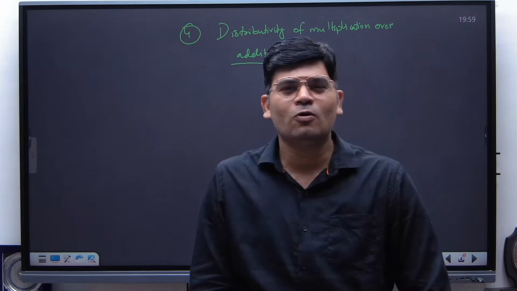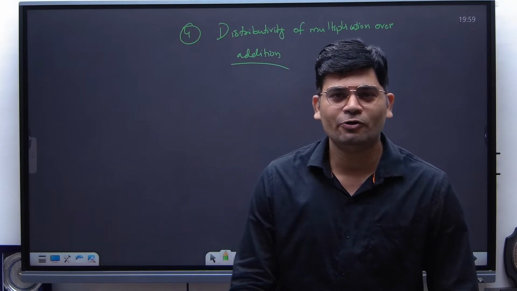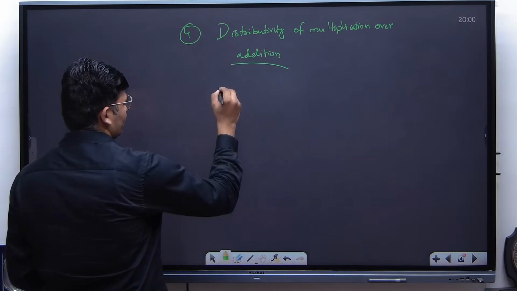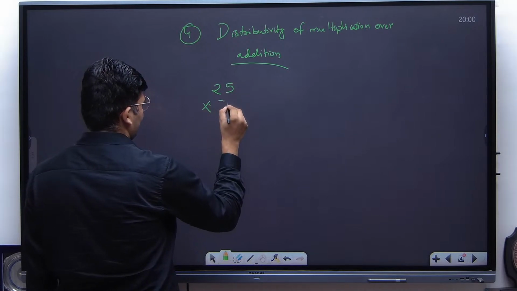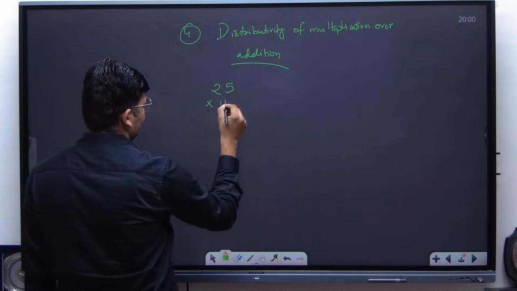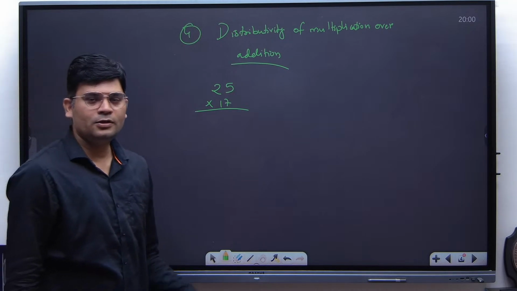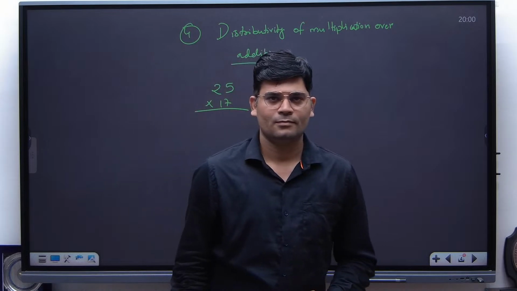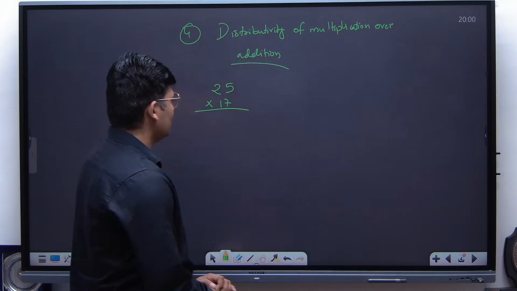And you already use this property everywhere. How do you use it? In the normal multiplication scenario. Suppose I ask you to multiply 25 into 17. If I ask you to multiply 25 into 70. Can you do this multiplication horizontally? Okay, I understood now.